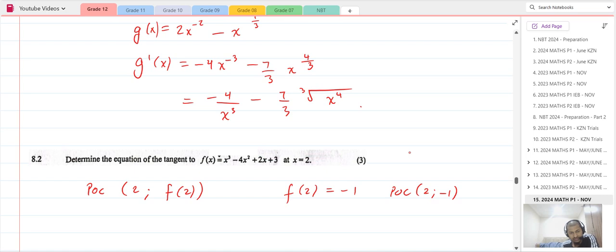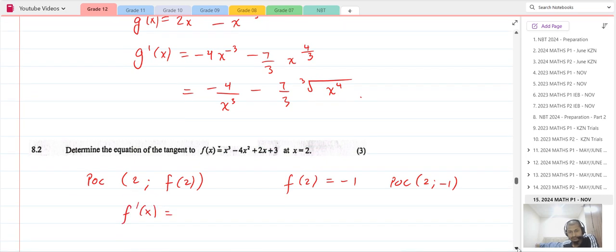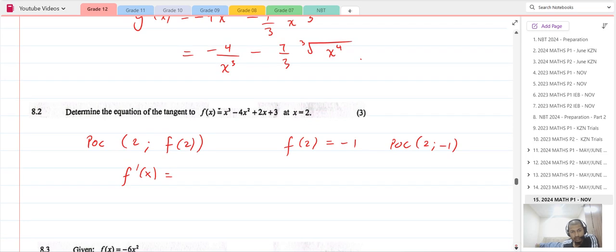So what's the gradient? f prime x will give me the gradient function. What's f prime x? 3x squared minus 8x plus 2. If you substitute 2, you will get the gradient. Remember, we're trying to find y is equal to mx plus c. If you substitute 2 inside, you will get the gradient, or use this formula, y minus y1 equals m into x minus x1, and then transform here. We already have a point of contact to the tangent line and the cubic function.